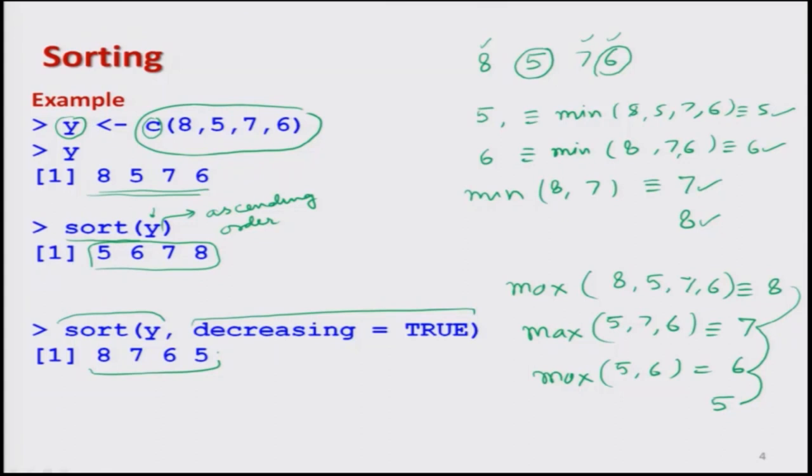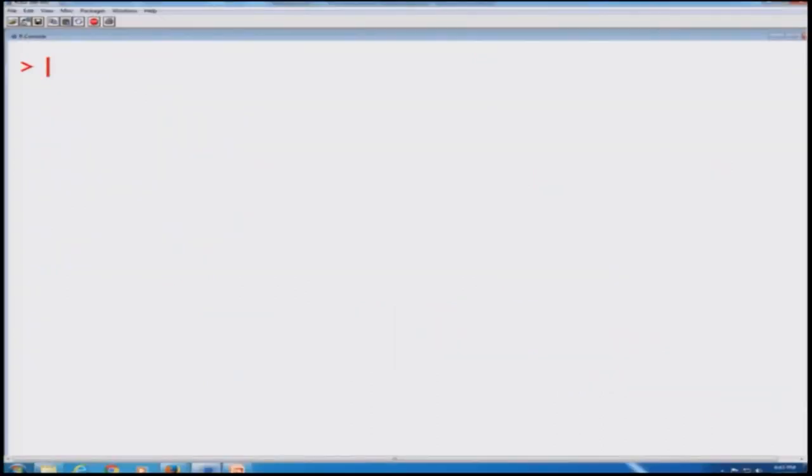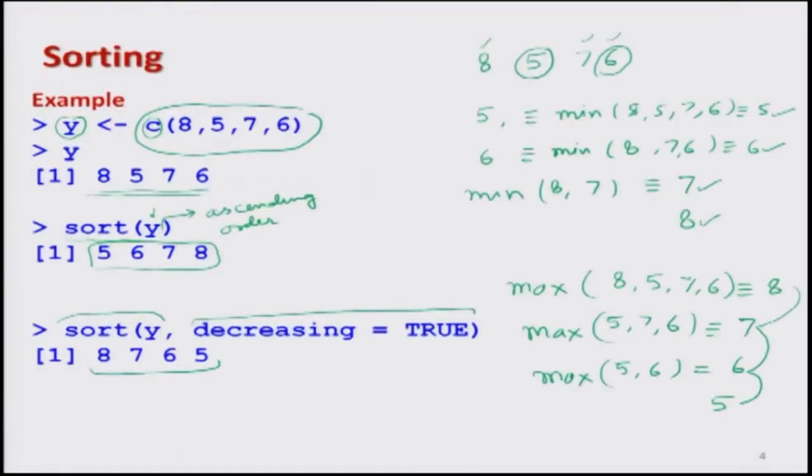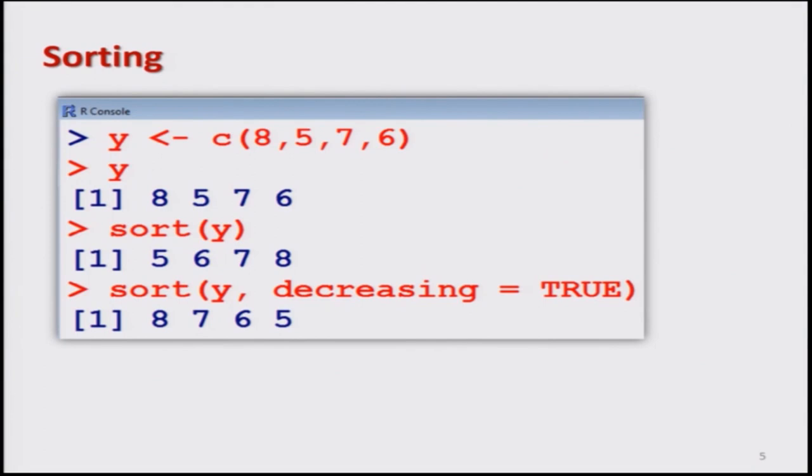This is how the sorting happens, and now let us see how this can be done over the R console. Let me take this data here, y. You can see y is this, and if I say sort y, it gives me the same output. When I say sort y with decreasing equal to TRUE, it gives me this outcome. Now let us come back to our slide, where in the next slide I have given the screenshot.